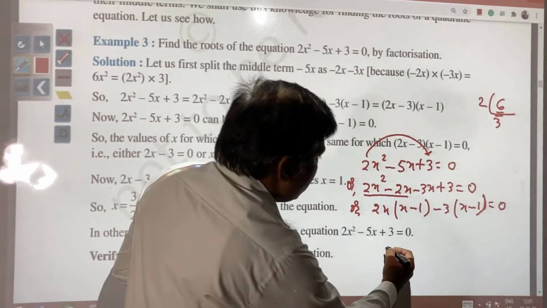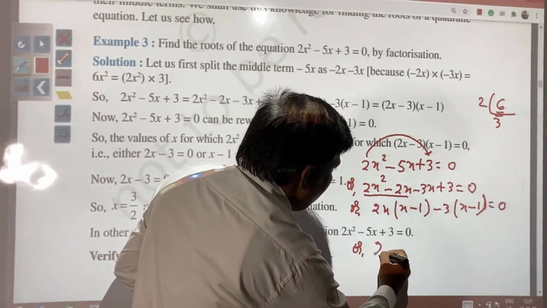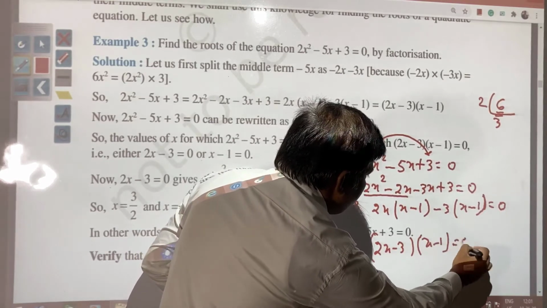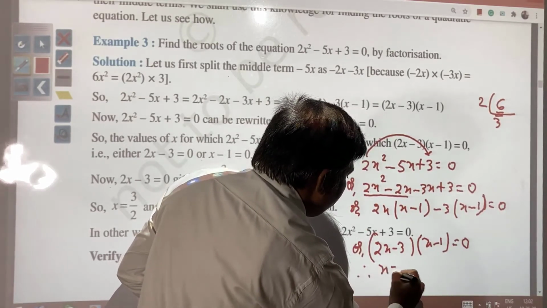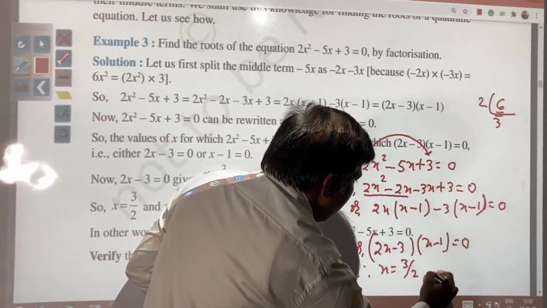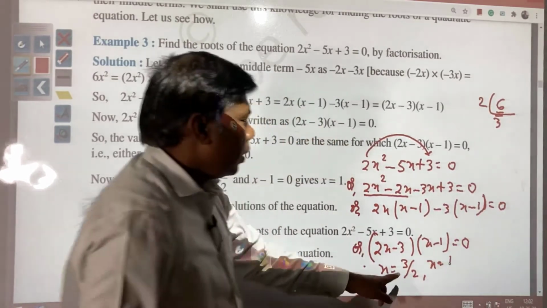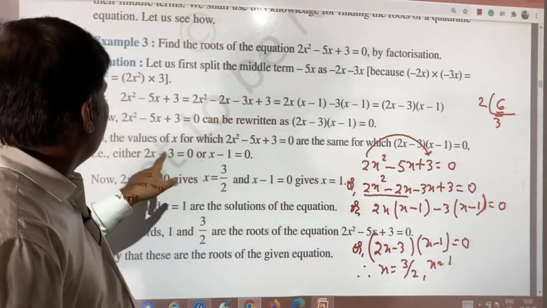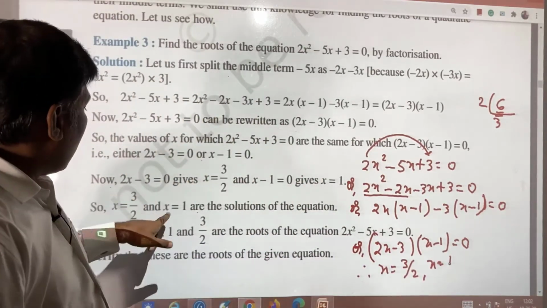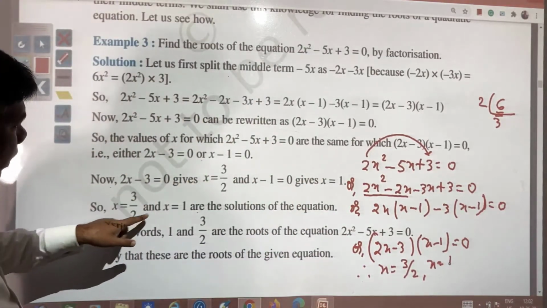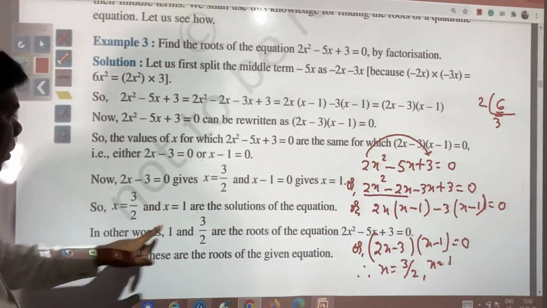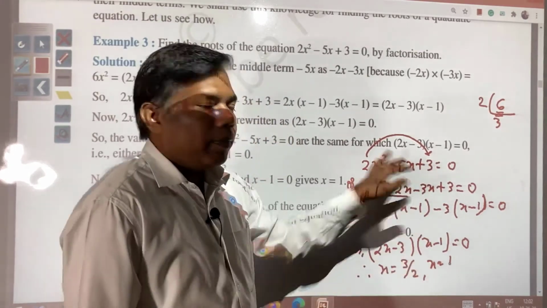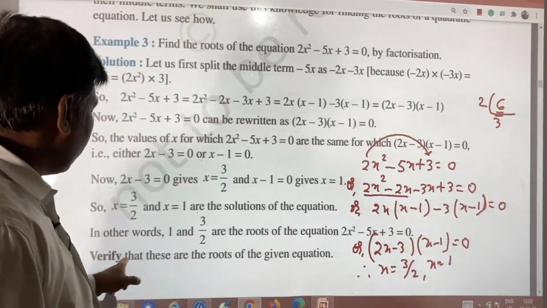So finally you will have 2x minus 3 and x minus 1 equal to 0, and therefore x will be equal to 3 by 2 and x is equal to 1. We have got x is equal to 3 by 2 and x is equal to 1. Here you see, after solving, x is equal to 3 by 2 and x is equal to 1. So these will be called the solutions of the given equation or roots of the given equation.